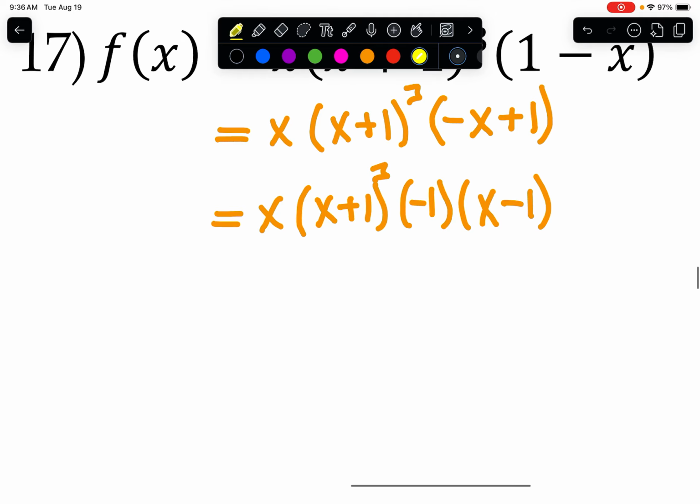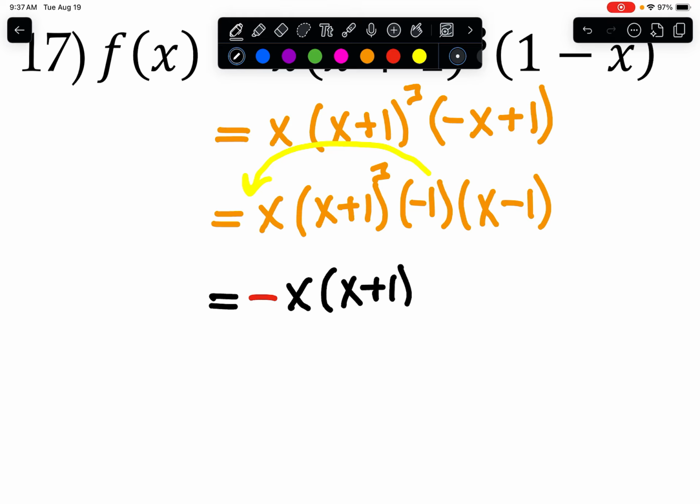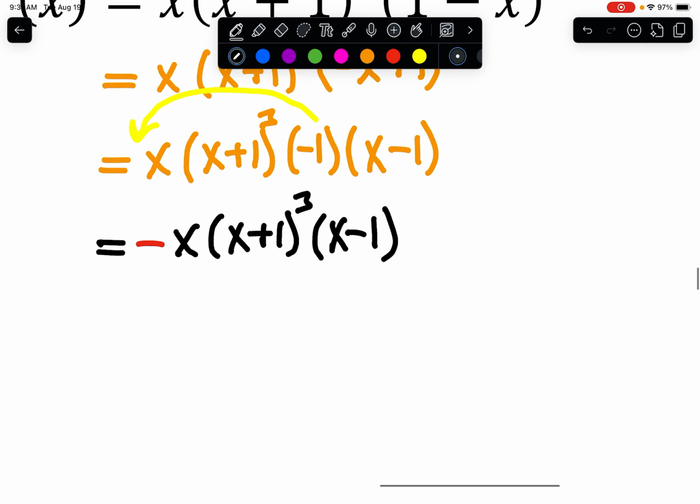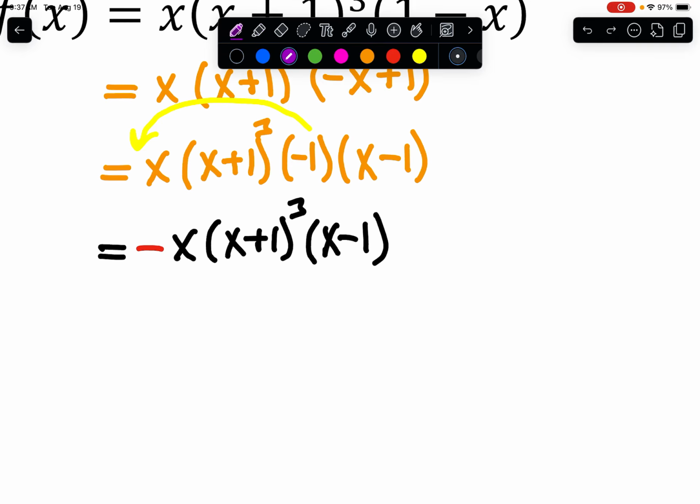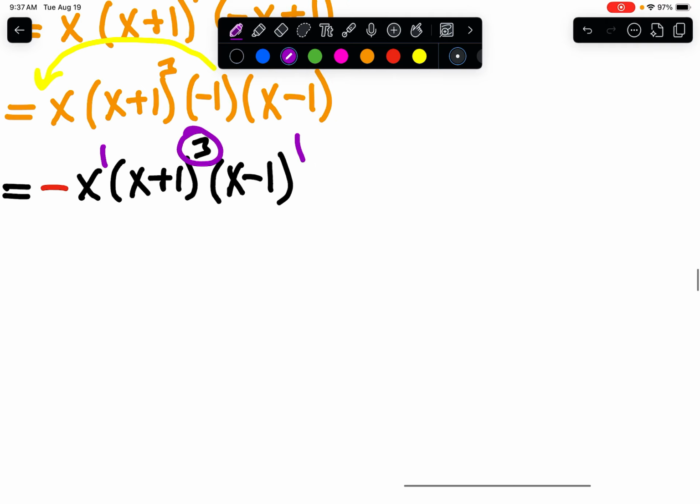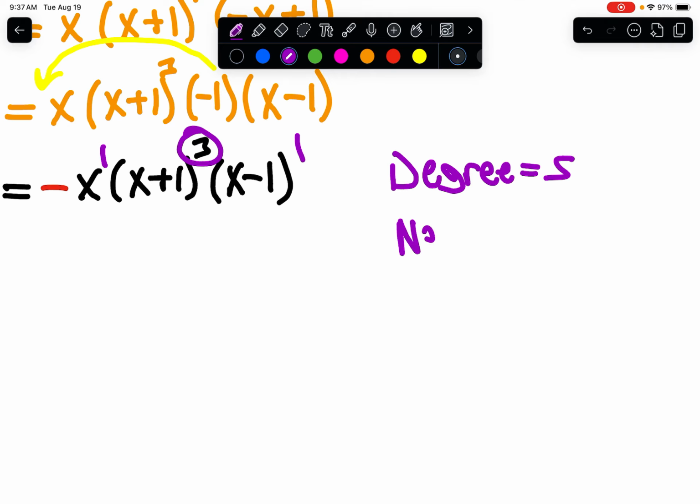And then this negative, I'm going to move it to the front. So when I move it to the front, it's going to turn into negative x parentheses x plus 1 cubed, x minus 1. So I see in the very front we have a negative. Now I need to look for the degree. So the degree would be 1 plus 3 plus 1, which in this case is going to give you 5. So the degree would be 5, which means we're going to have a negative odd.